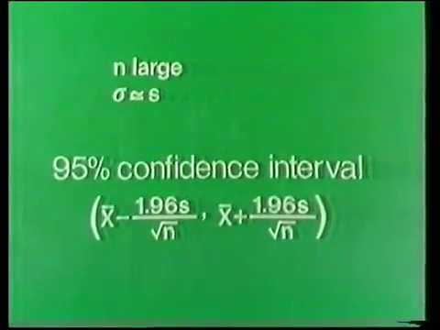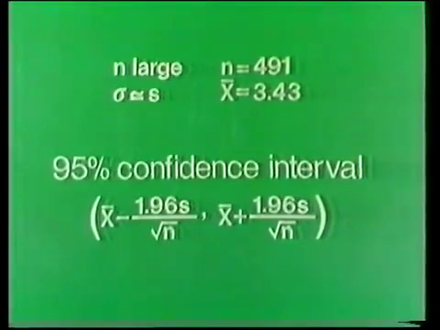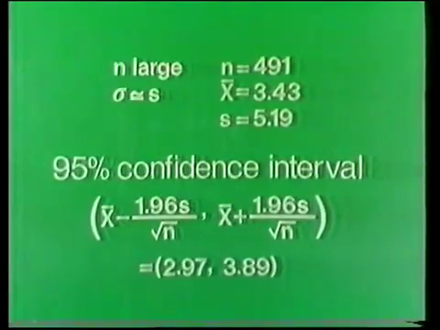Now we just have to fill in the numbers. n is the sample size. It's 491. The sample mean, x bar, is 3.43. The sample standard deviation, s, is 5.19. And if you do the calculation, the 95% confidence interval is from 2.97 to 3.89. So, we'd be 95% confident that the mean number of purchases was within this range.